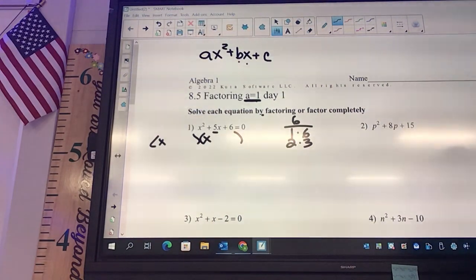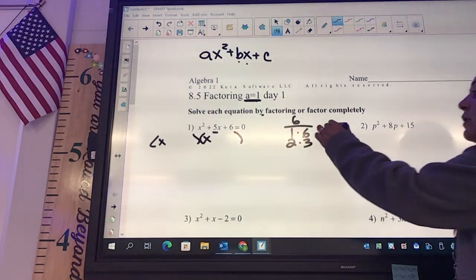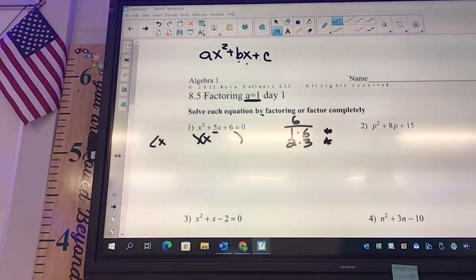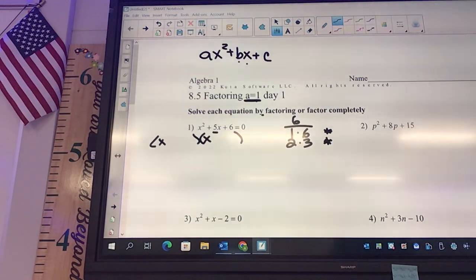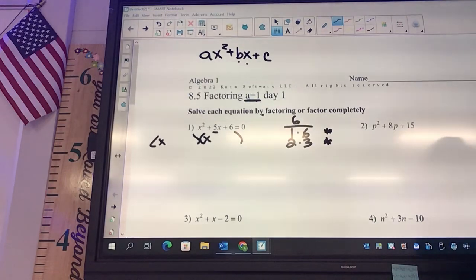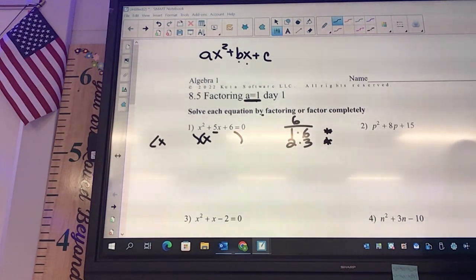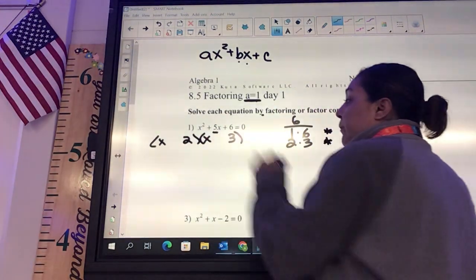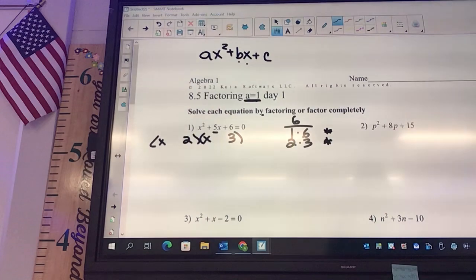What could I use? You can either use this group or you can use this group. How could I get a 5? You could do 6 and 1, okay? 6 minus 1 is 5. Or you could do 2 and 3. 2 plus 3 is also 5. Okay, so we're going to put 2 and 3 in here. Normally, there's only going to be one option to put in there, okay?